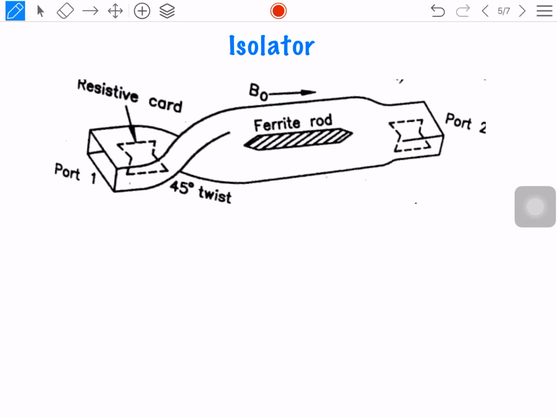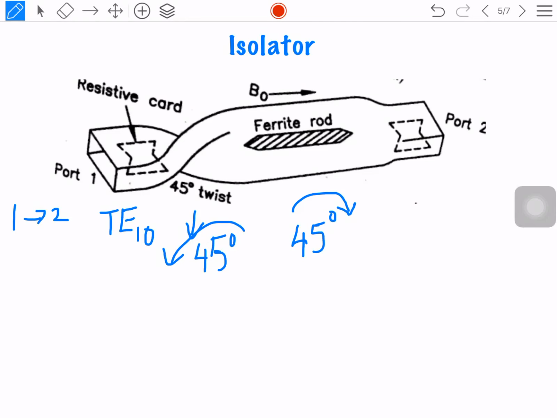Now let us take that the wave is propagating from 1 to 2. A TE10 mode will be incident at port 1, and this passes through the first resistive card, and it will not be affected to a larger extent. Next, the electric field undergoes a 45 degree phase shift in an anti-clockwise rotation because of the waveguide twist, and then a clockwise 45 degree rotation is observed because of the ferrite material, which exhibits the Faraday rotation here.